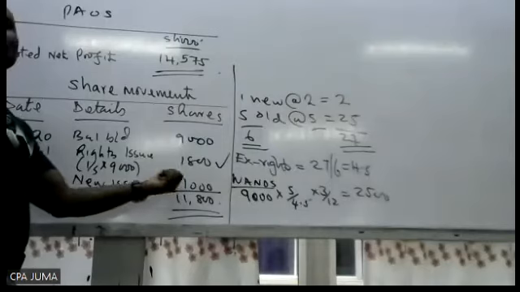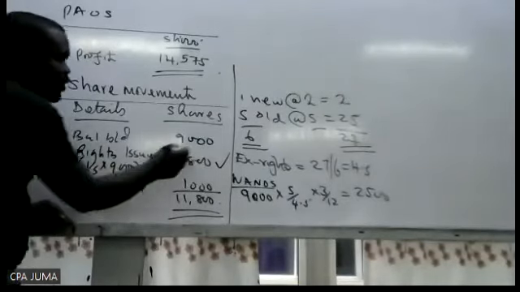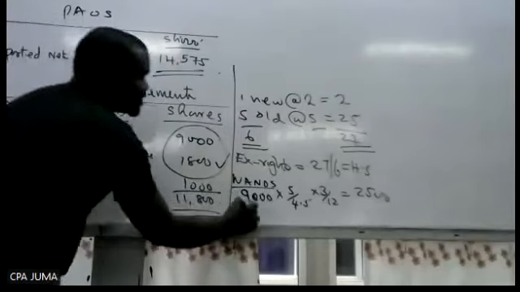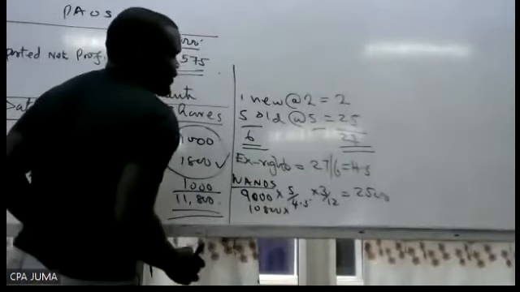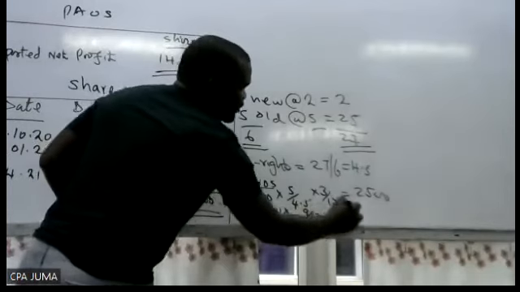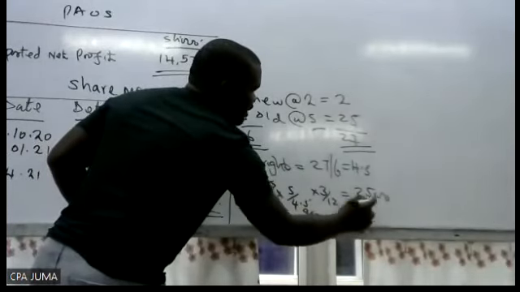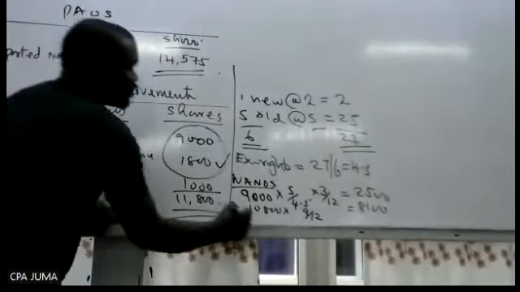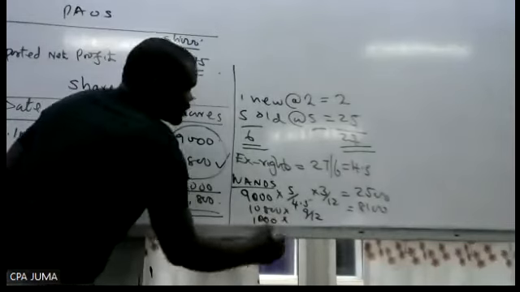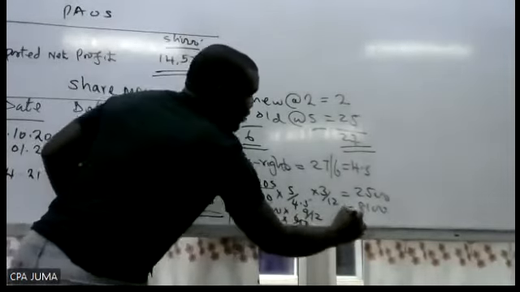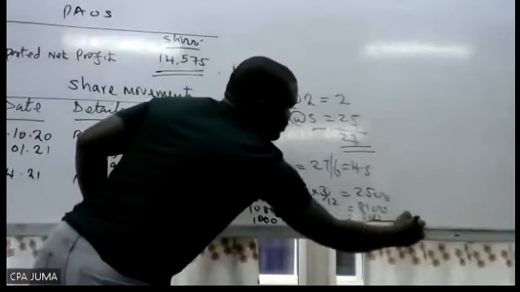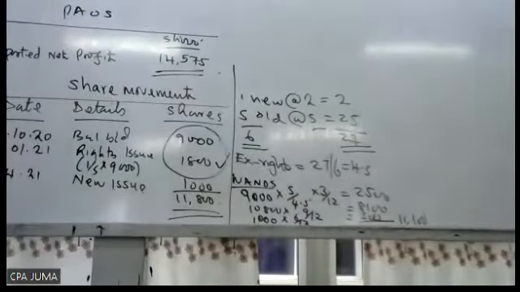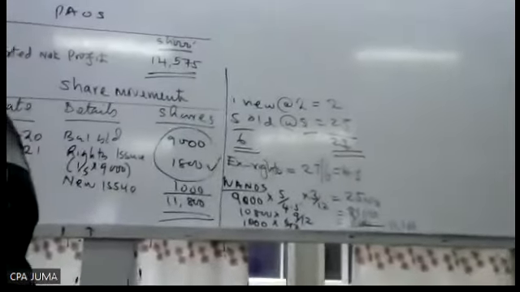Kama uliweka new issue out. New issue has nothing to do with the rights issue. So unakuja mpaka hapa. 10,800, sure. Times the remaining period. This one was coming to 8,100. 8,100. New issue iko kivyake. So there is 1 times 6/12. 500. 11,100. 11,100. Hivyo. Sijui kwa nini.